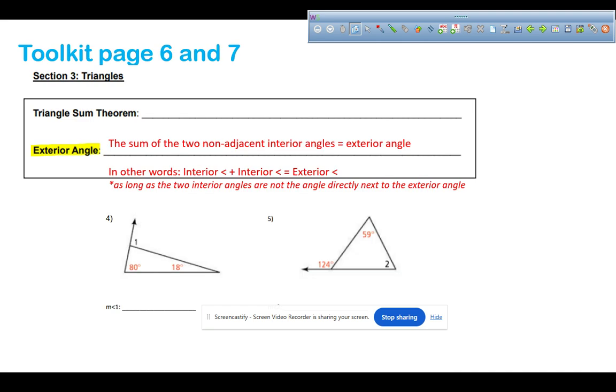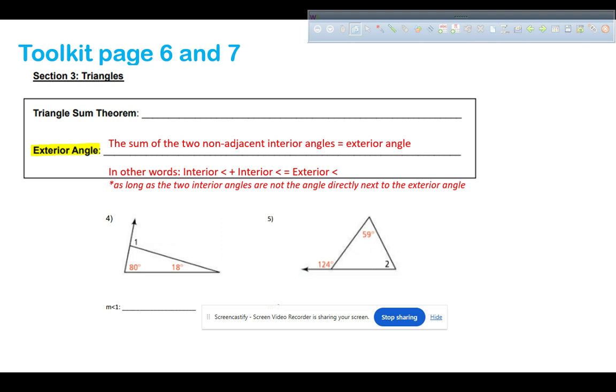This is your toolkit on page 6. We did the triangle sum theorem yesterday, so we're adding in this exterior angle. Now I have 2 definitions here. You don't have to write both, but sometimes it's easier to put it in non-geometry terms. The first one is using geometry terms. The second one is more like basically English language, okay?